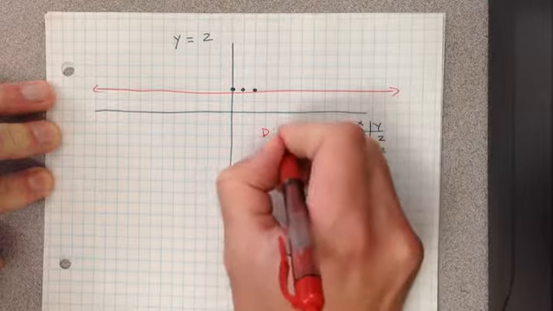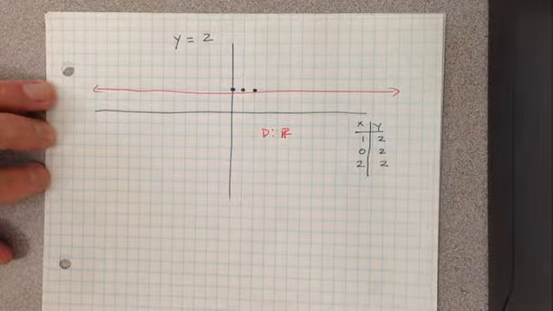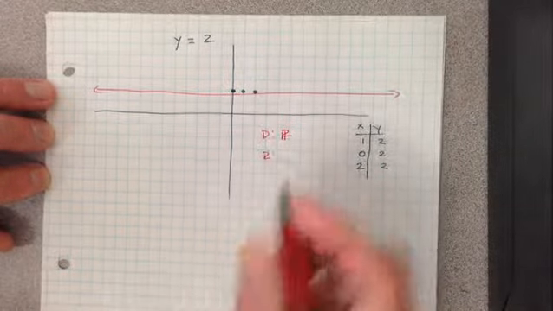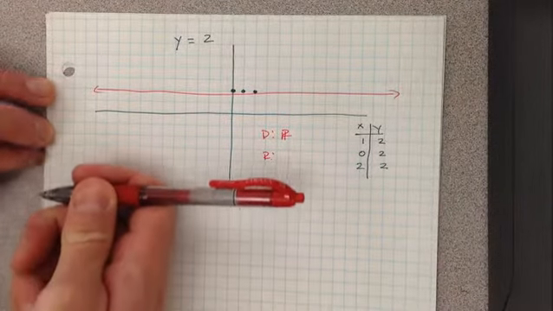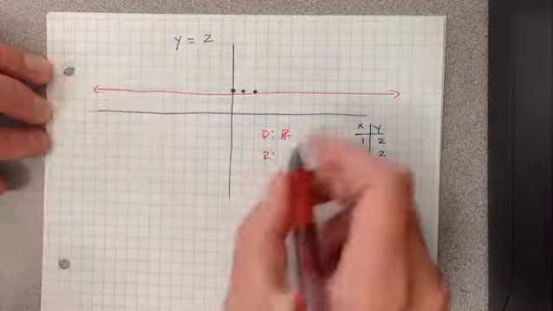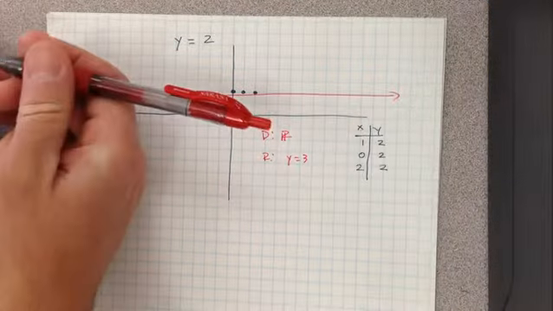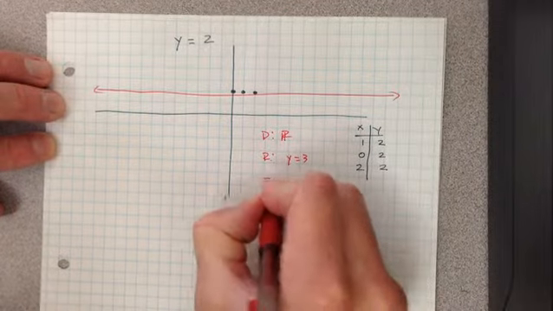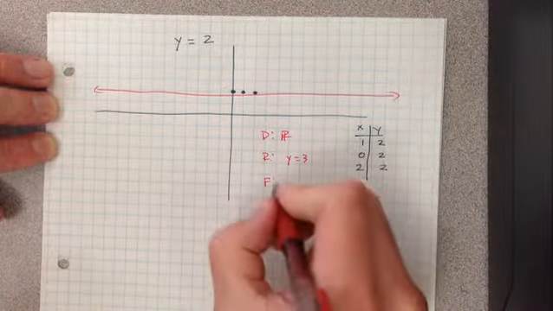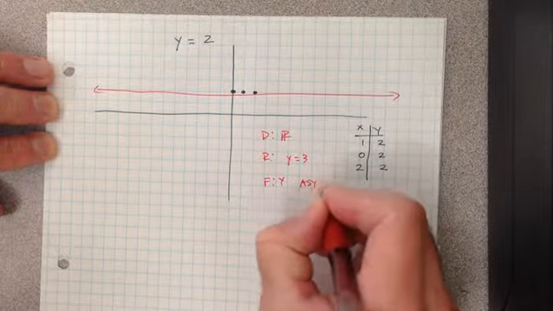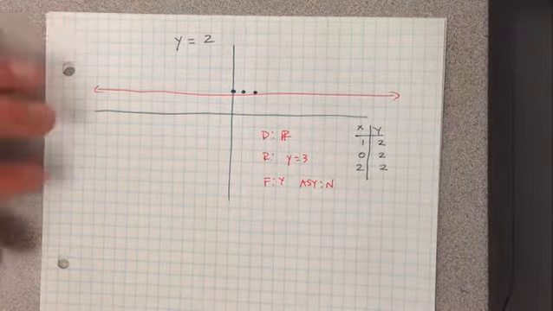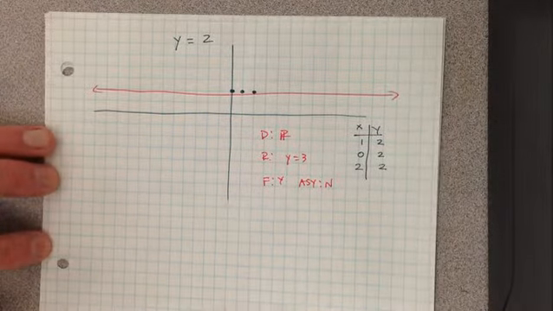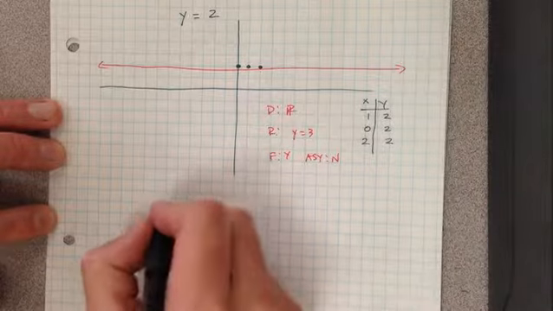Ooh, all real numbers. Range. What is my range? Well, what are the y values that are represented? Nothing here, nothing here, nothing here. You have a single y value at 2. And then as you keep going up, nothing is represented there. Is it a function? Well, yes, it passes the vertical line test. Asymptotes? No. Do one more. Now let's look at, let's say, x equals 2.